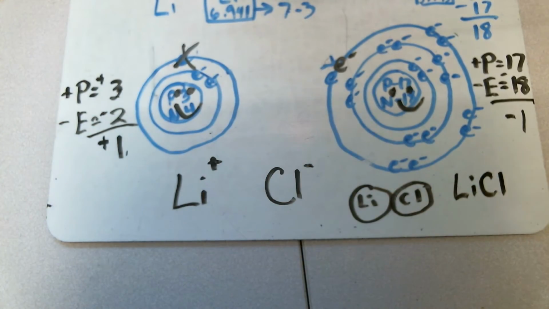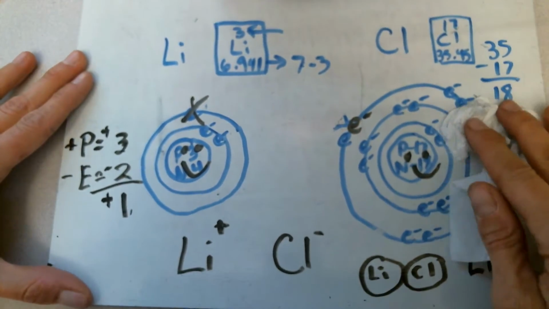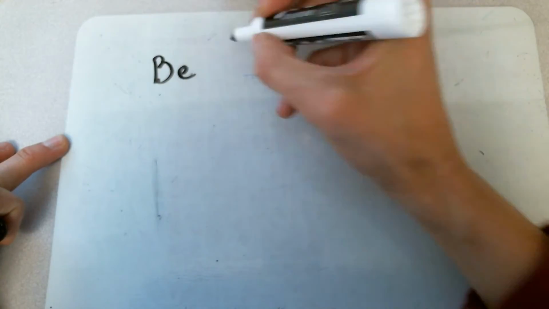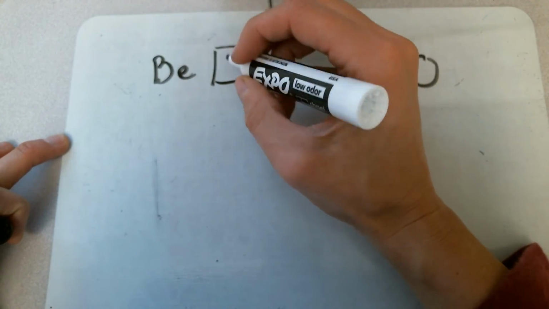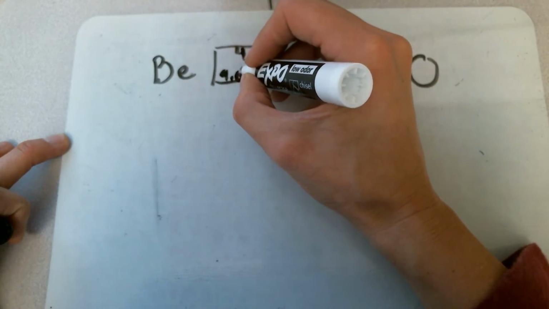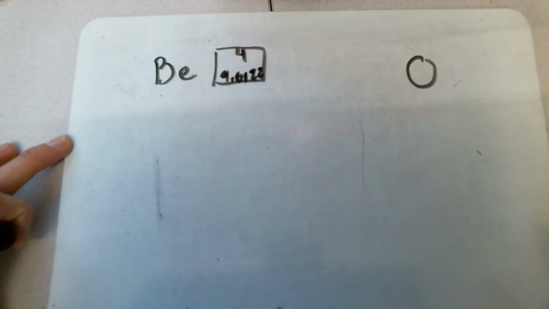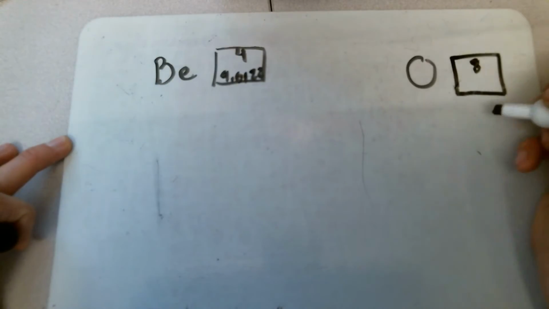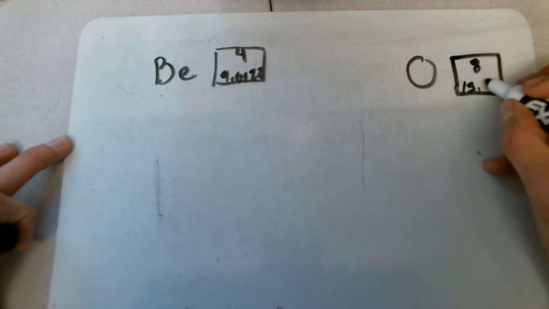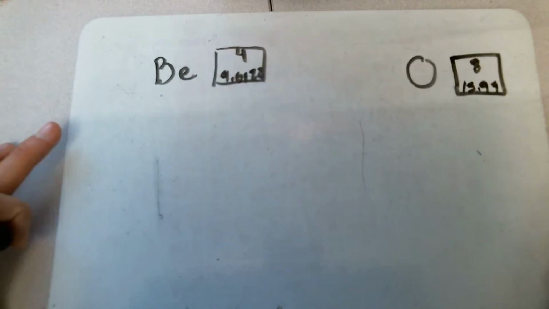Okay? I'd like us to look at another one today, and then we'll move on. So let's look at if we have beryllium and oxygen. So let's do the same thing there. We have beryllium and oxygen. If we look at beryllium, we have an atomic number of 4 and a mass number of 9.0122. For oxygen, we have an atomic number of 8 and a mass number of 15.99, right? If you look on your periodic table.